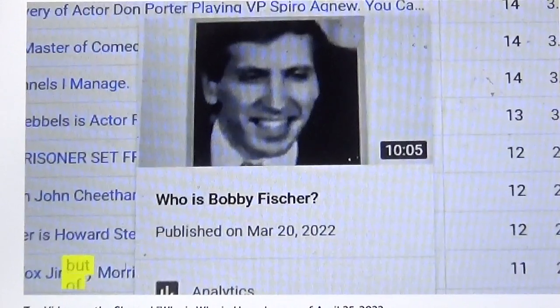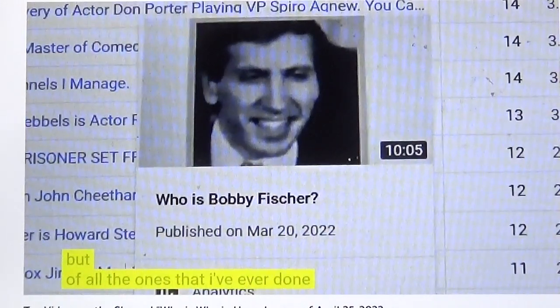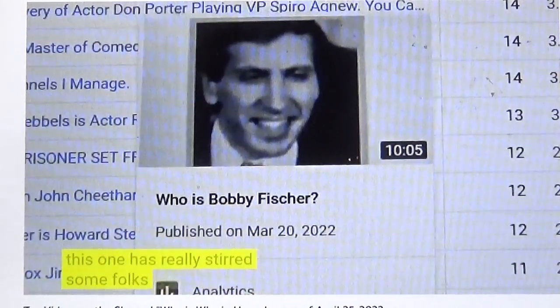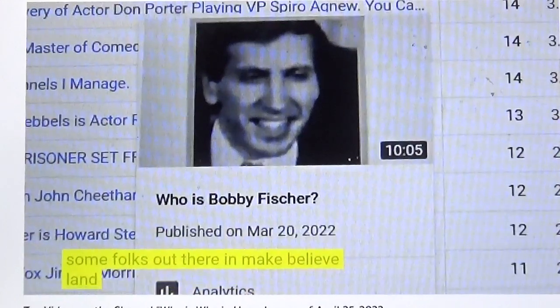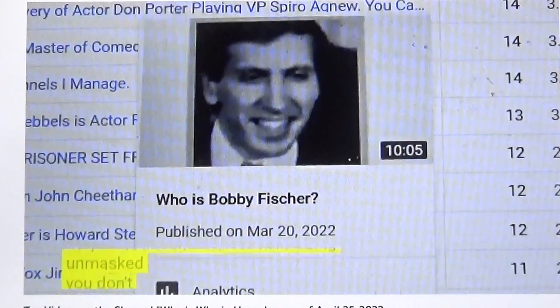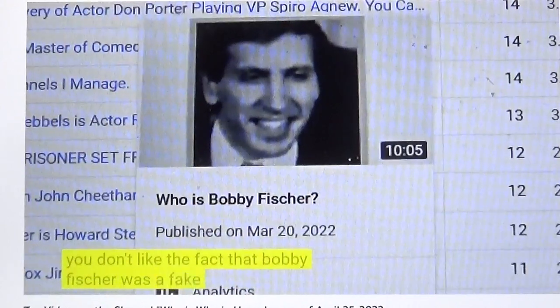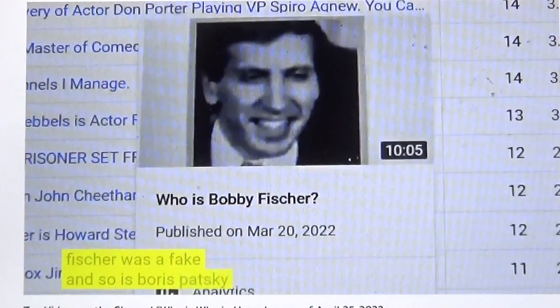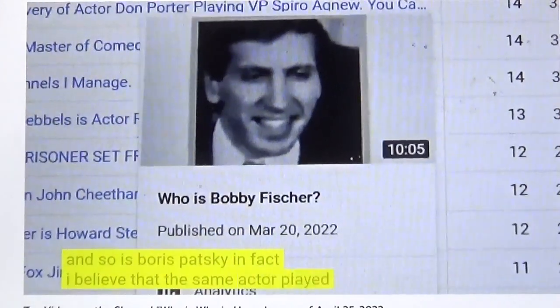But of all the ones that I've ever done, this one has really stirred some folks out there in make-believe land. They don't like their chess hero being unmasked. They don't like the fact that Bobby Fischer was a fake. And so was Boris Spassky. In fact, I believe that the same actor played both of them at times.